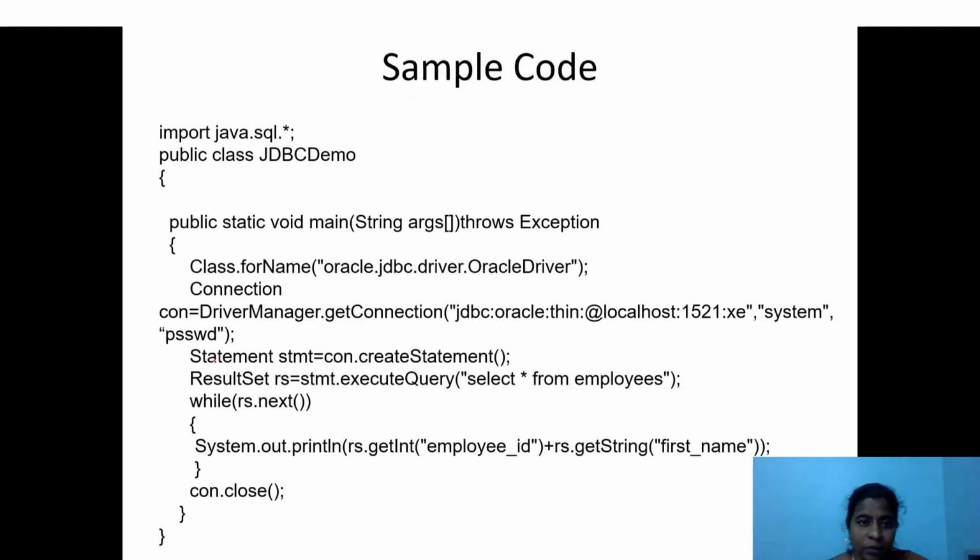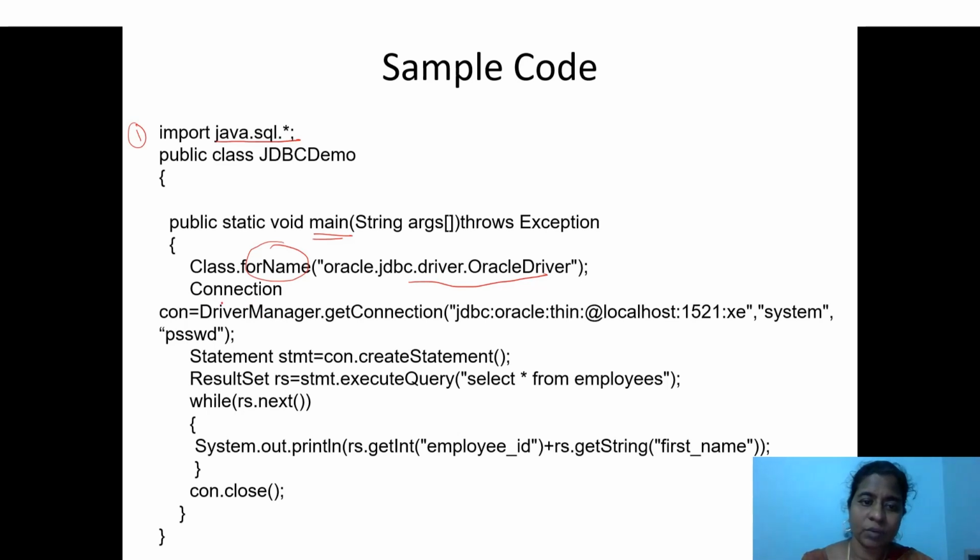This is a sample code for doing your JDBC connectivity. As I said, the first thing is you have to import the java.sql package. And we all know that this public class will be executed first. This is your main method. Within the main method, you have to load the driver, and for that you have to use Class.forName.